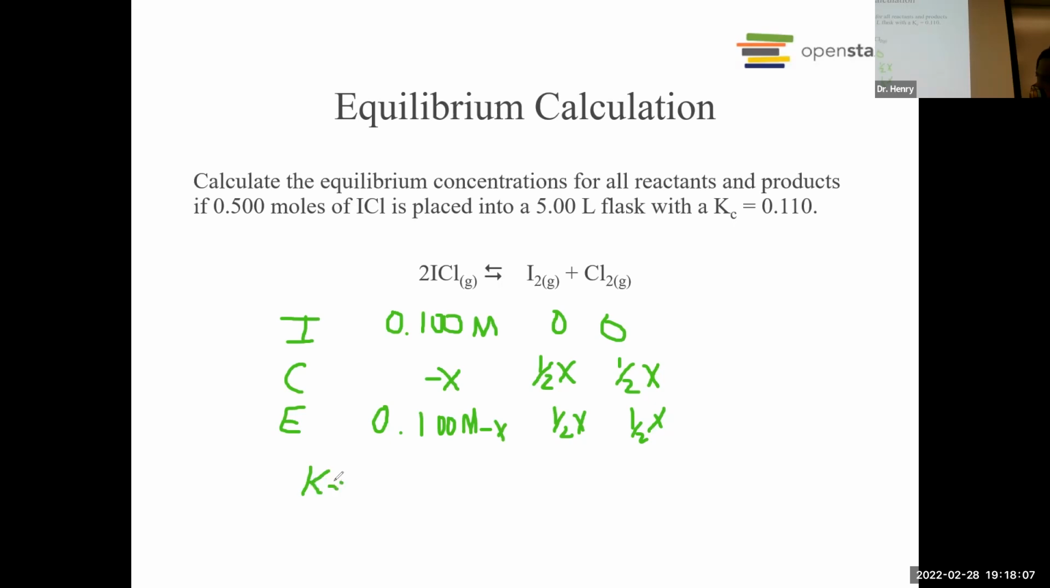Kc equals ... squared. So I get 1/2 x, and that's all squared.